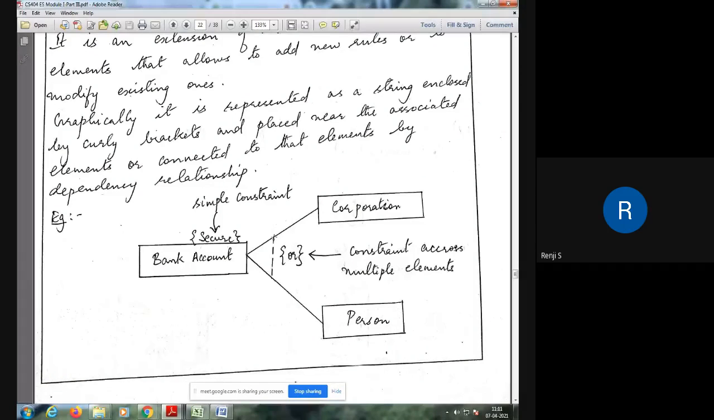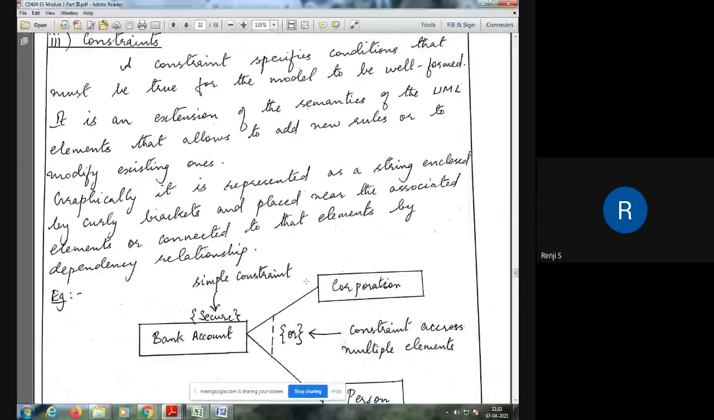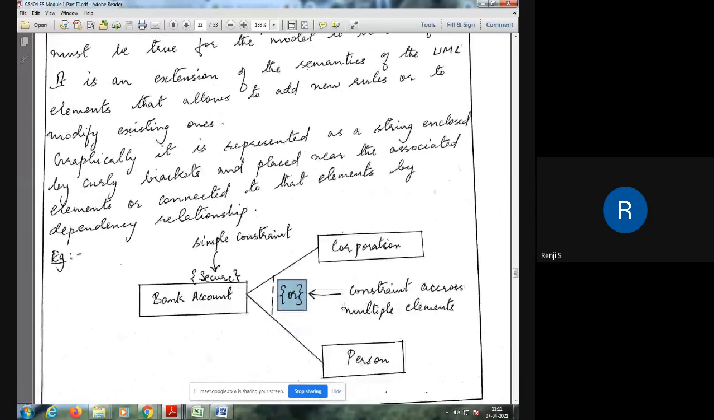Either it can be of the first type, or it can be of the second type. So to show that relationship, to show that constraint, we use the dependency relation. The dashed lines represent a dependency relationship. By the side of the dependency relationship, you can write the condition or the constraint in curly brackets. So "or" means either of these two. The bank account can be either of these two.